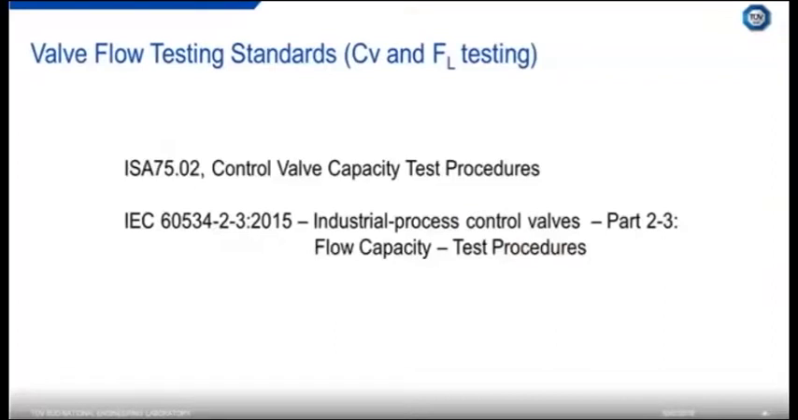So when it comes to flow testing valves, how do you determine flow coefficients and pressure recovery numbers, so FL numbers? There are two main test standards. The top one's the American standard, the bottom one's the European standard, but they're essentially the same thing. The test procedure contained in both is almost identical.